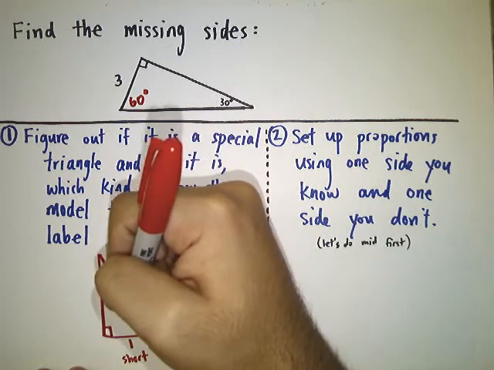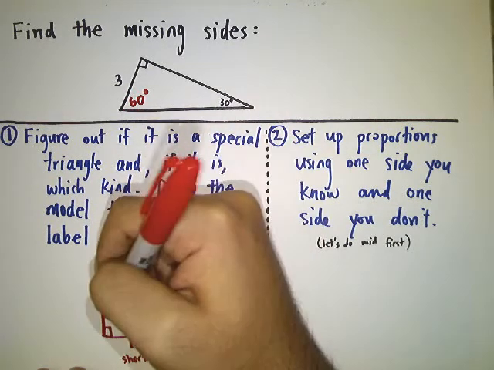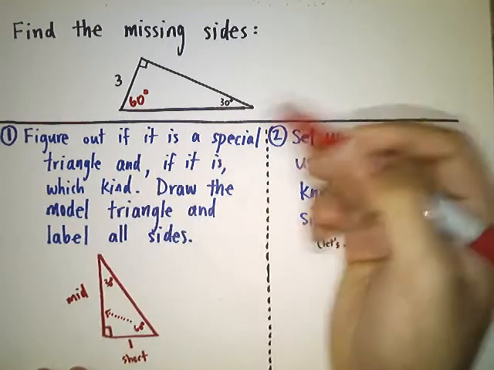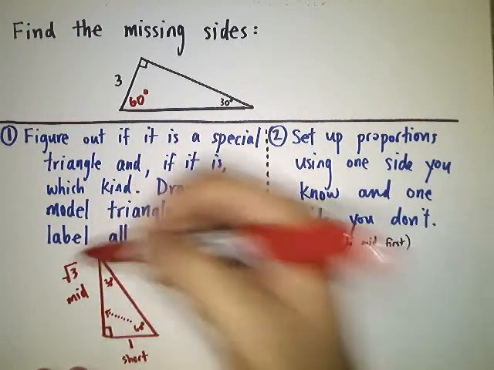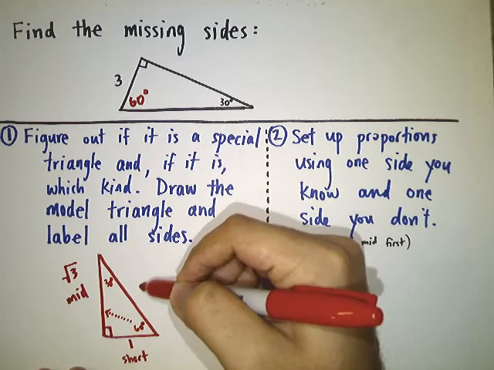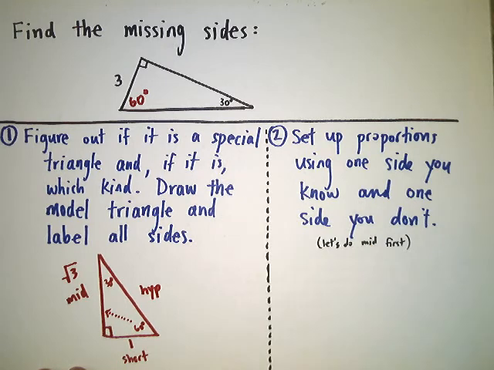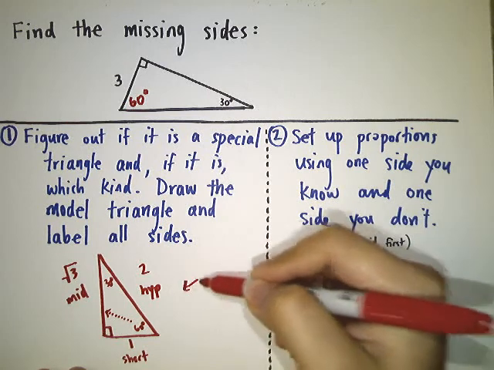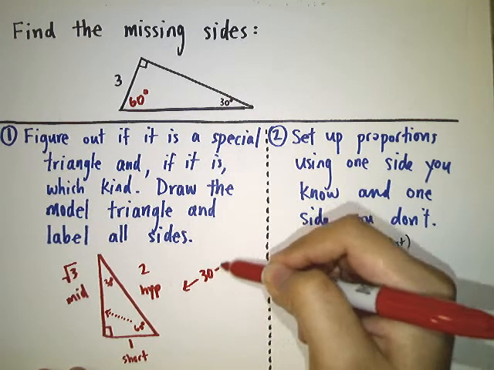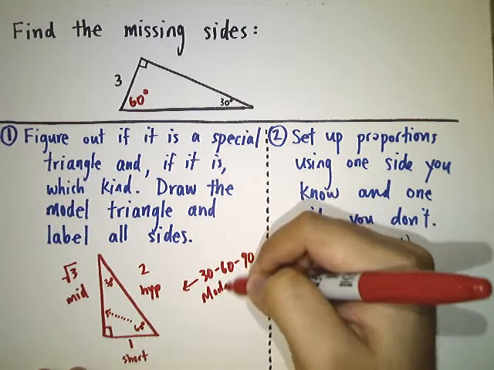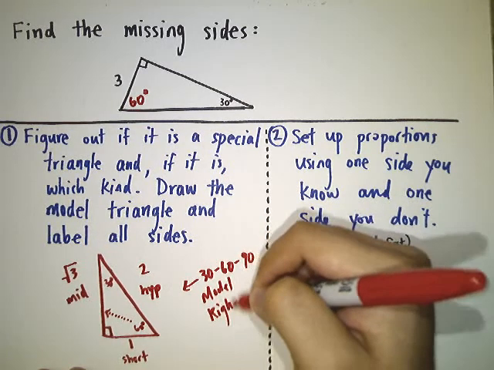Opposite the 60-degree angle, that's going to be the middle side. And that's going to be root 3 units long. And last of all, opposite from the 90-degree angle, that's the longest side, in other words, the hypotenuse. And in the model triangle, that's 2 units long. This right here is the 30, 60, 90 model right triangle.